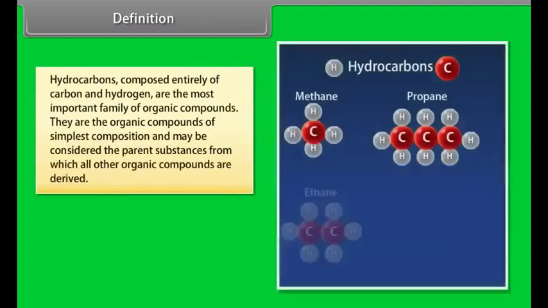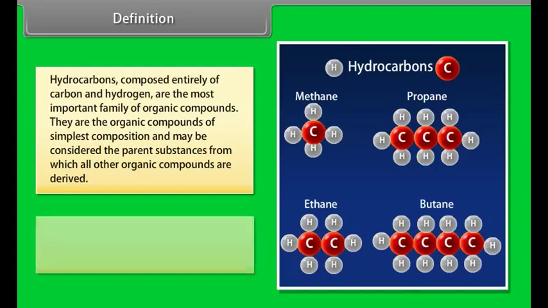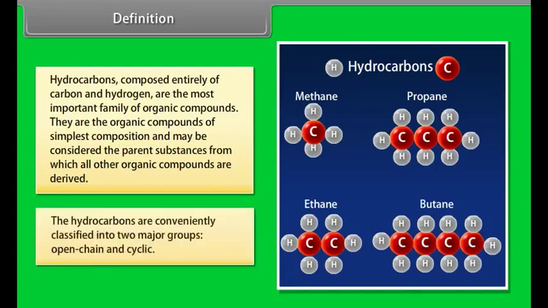Definition. Hydrocarbons, composed entirely of carbon and hydrogen, are the most important family of organic compounds. They are the organic compounds of simplest composition and may be considered the parent substances from which all other organic compounds are derived. The hydrocarbons are conveniently classified into two major groups: open chain and cyclic.